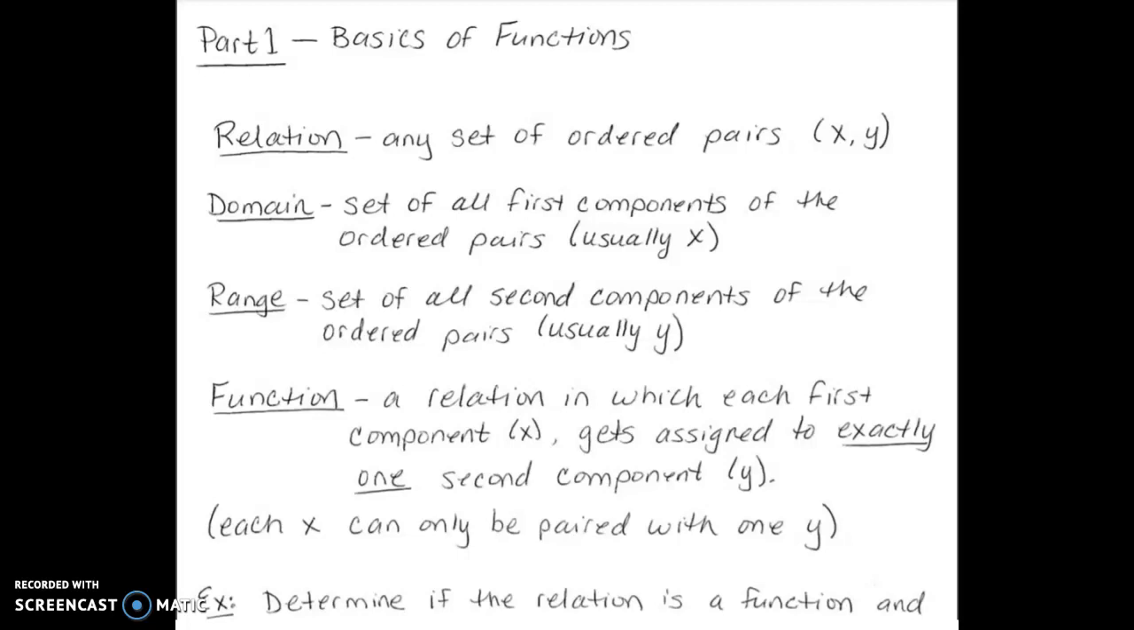In order for a relation to represent what we call a function, that means that we have a relation in which each first component, or the x value, gets assigned to exactly one second component, or y value. In other words, each x can only be paired with one y. So we should be able to use that definition to decide if a relation is a function, if it's given in ordered pair form, equation form, graph form, etc.